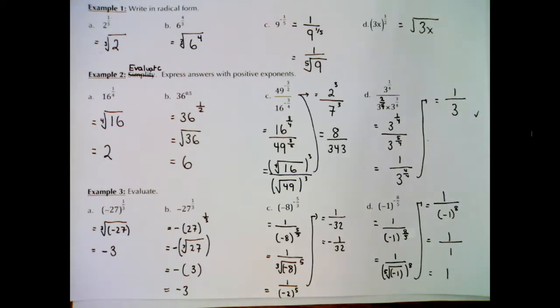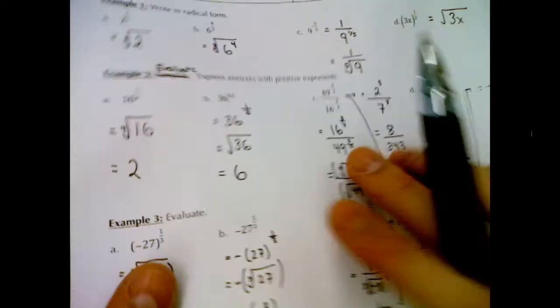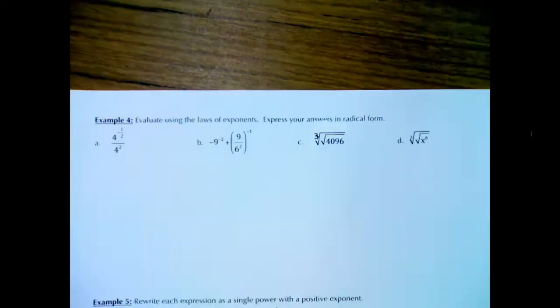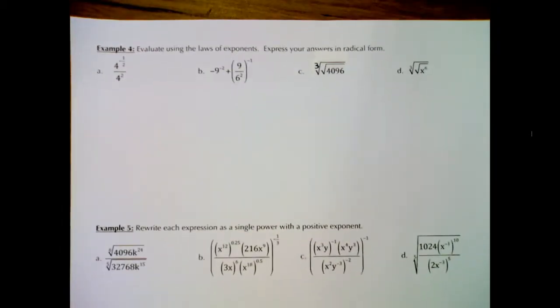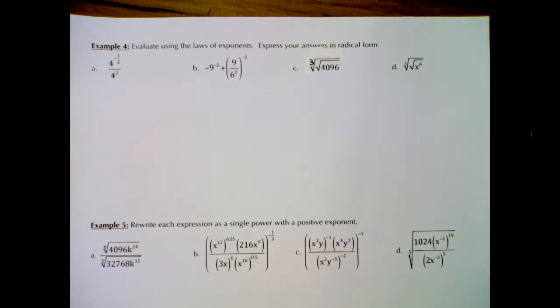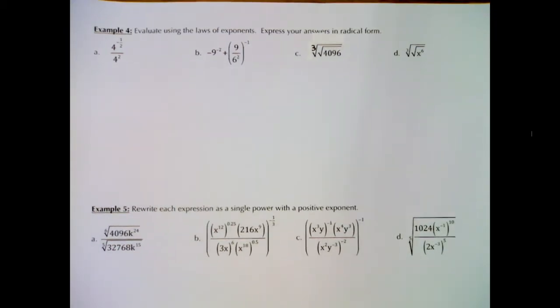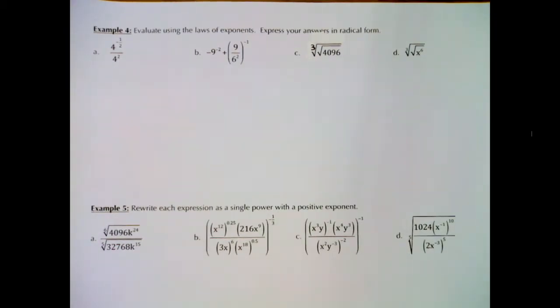All right, that's it for example 3. Let's flip the page. Now we're going to do a couple of these. I'm going to leave you with B and D to do on your own, and then we're going to do a couple of the 5 examples as well. Evaluate using the laws of exponents and express your answers in radical form. So exponent laws first. Let's look at our first example.